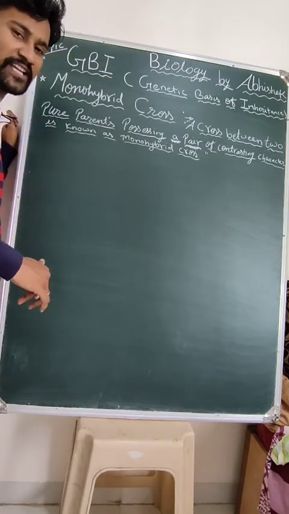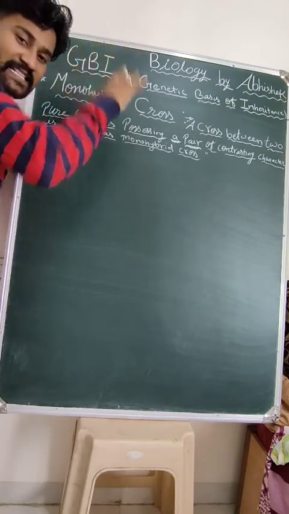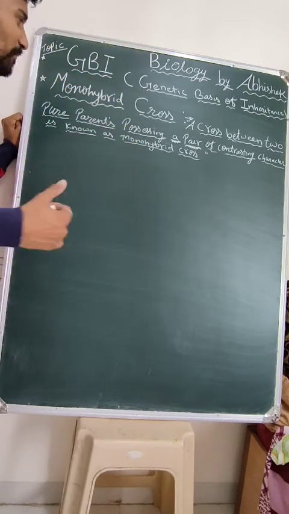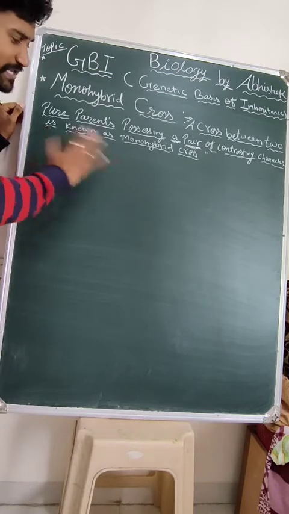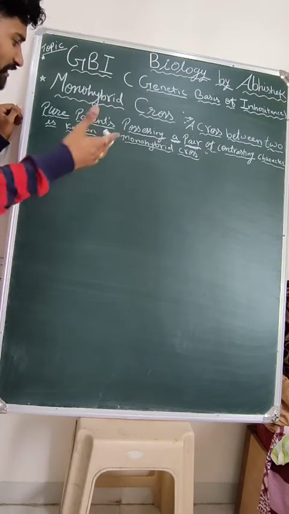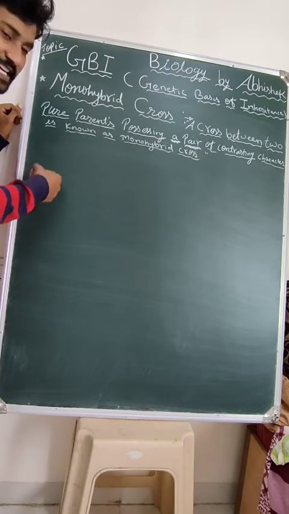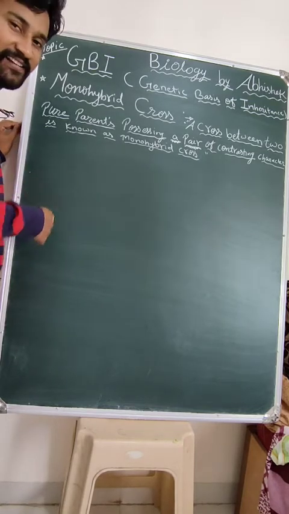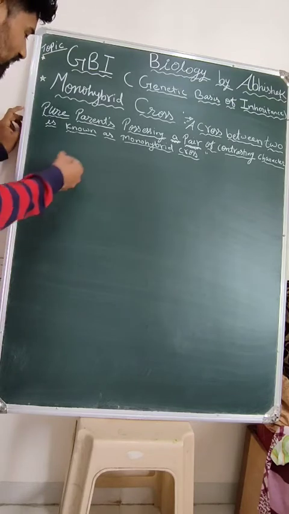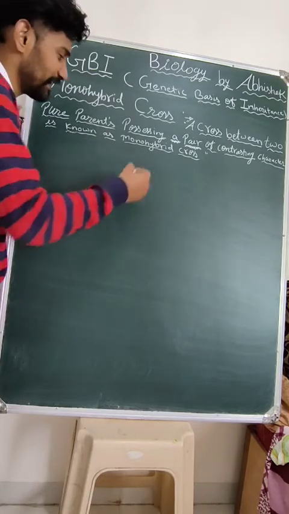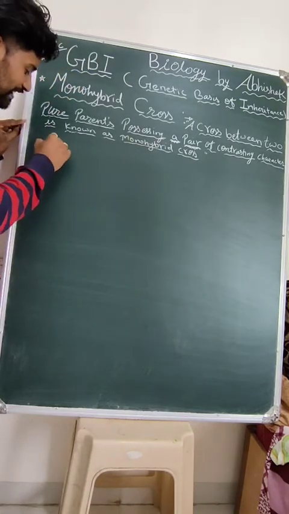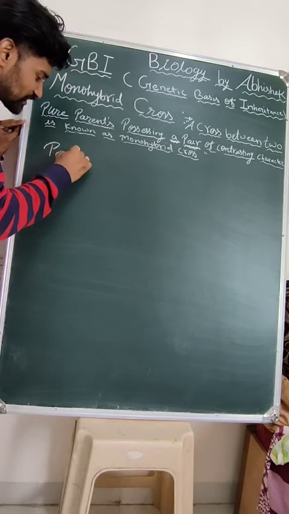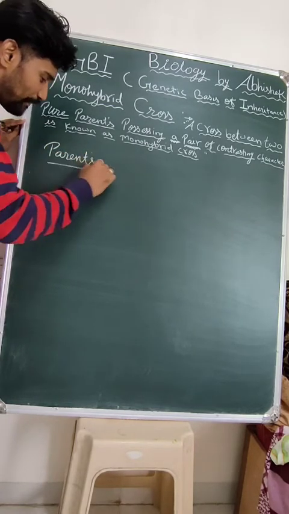In our previous lecture, we already discussed the 7 contrasting characters of pea plant. तो उसमें से ही एक character हम लेते हैं. चलो मैं एक character लेता हूँ. That is seed shape. So I will select here a character that is seed shape. तो seed shape से हम एक cross perform करते हैं. So first I will mention here parents.